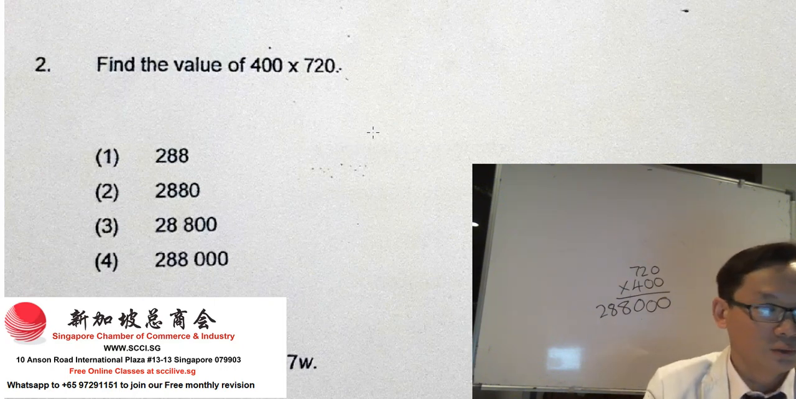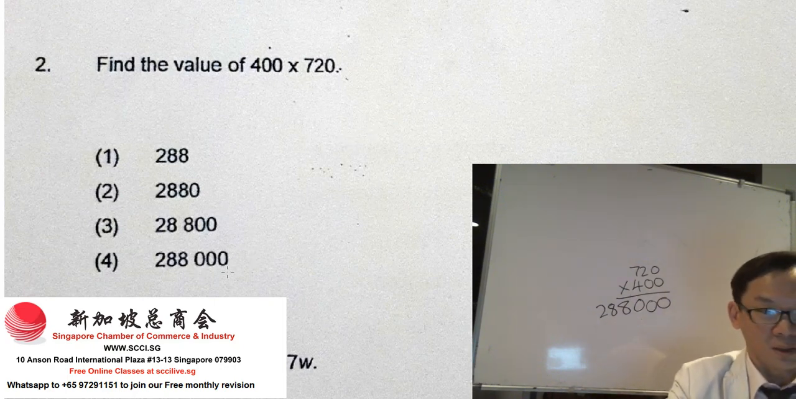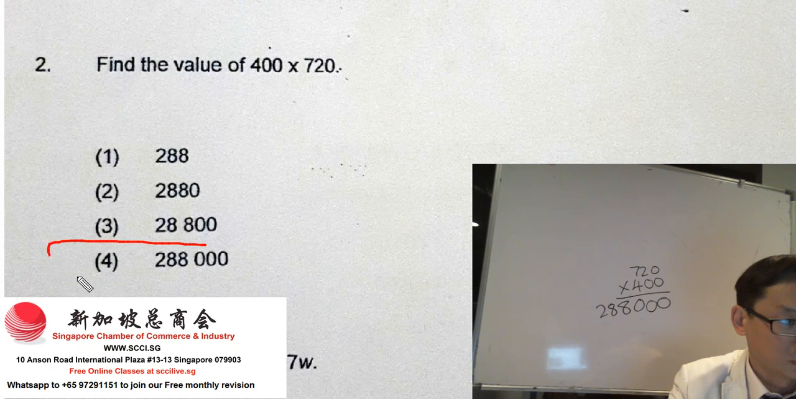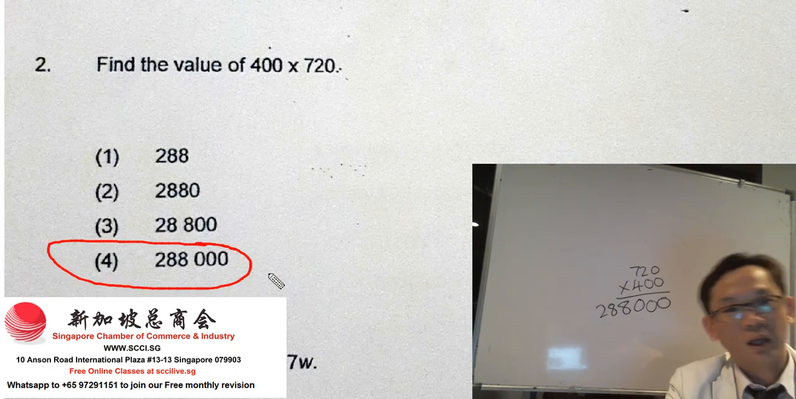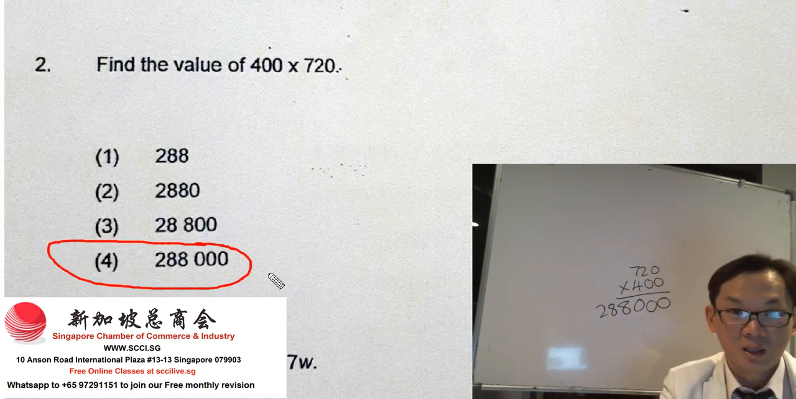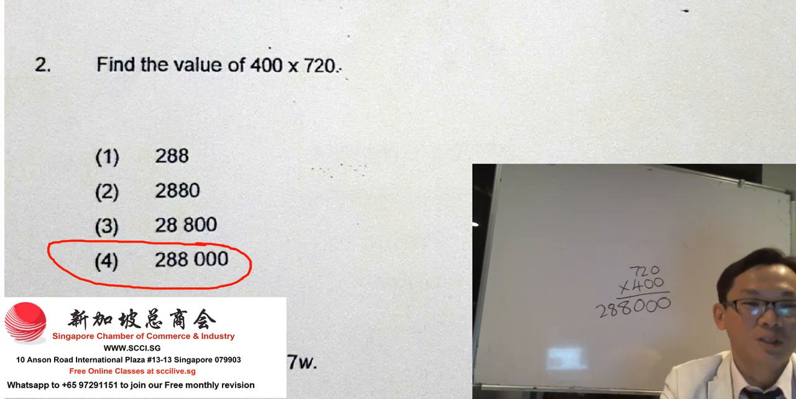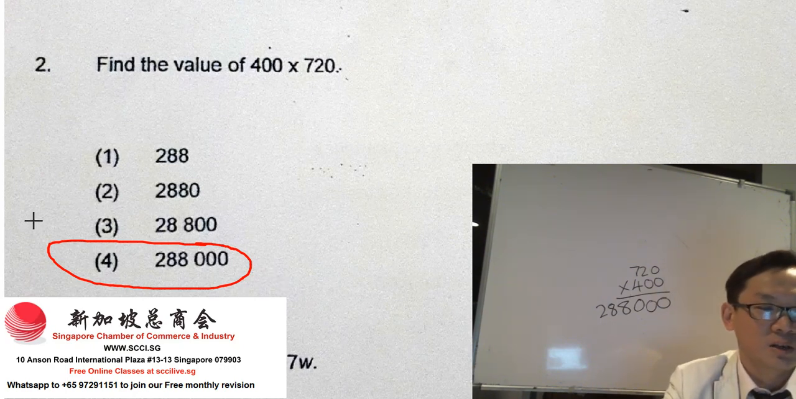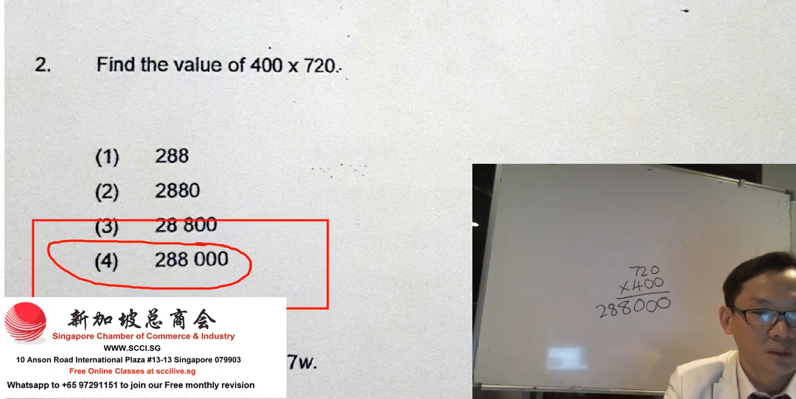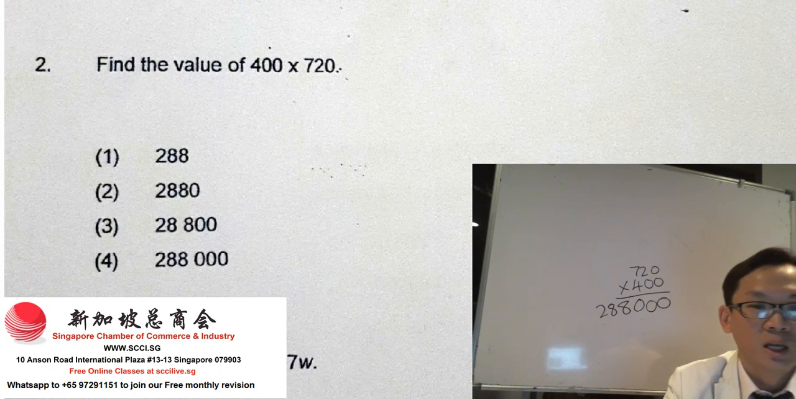Let's take a look. 288000, this is the answer. Did we get the answer correctly? If so, very good. Then make sure that you follow this formula as you can see down here. Now we'll proceed on to question 3.